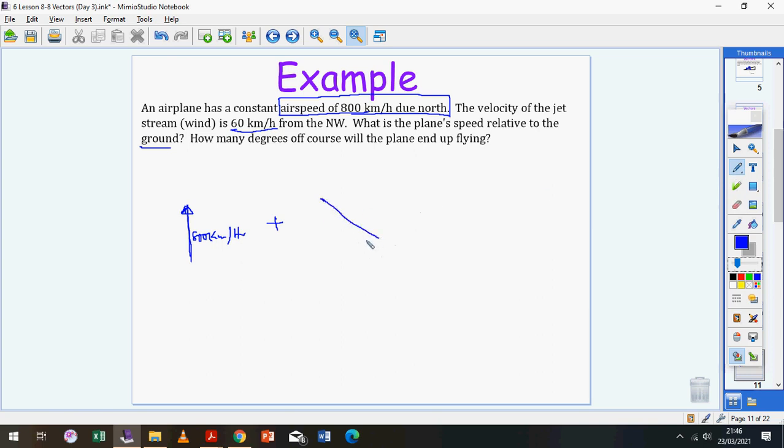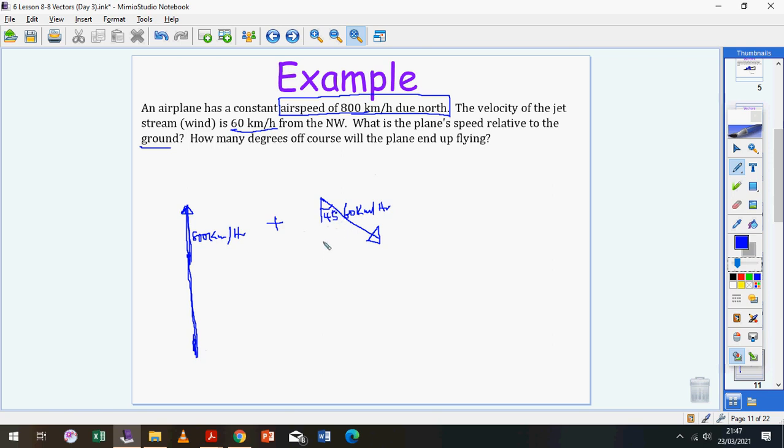And just to be realistic, I'm going to make this one taller, right? Just so you can see that 60 is much smaller than 800. This one is at an angle of 0 degrees, so I'm not even drawing an angle. But this one is at an angle of 45 degrees, because it's coming from northwest, and northwest is directly 45 degrees. So I'm adding these two vectors.